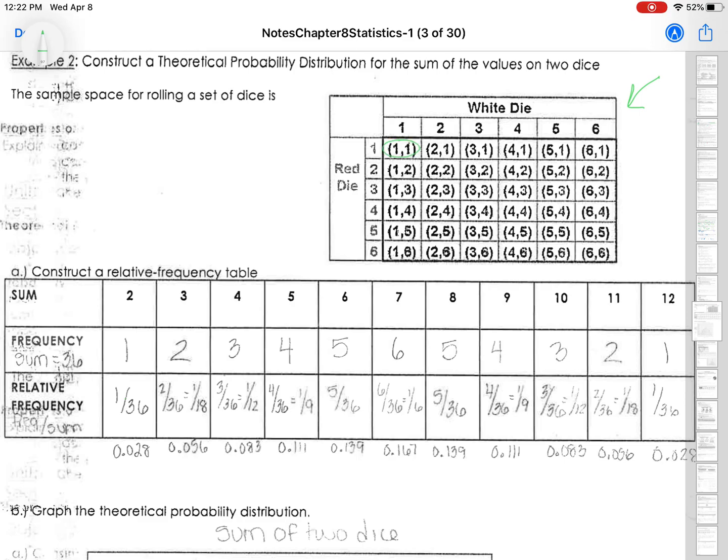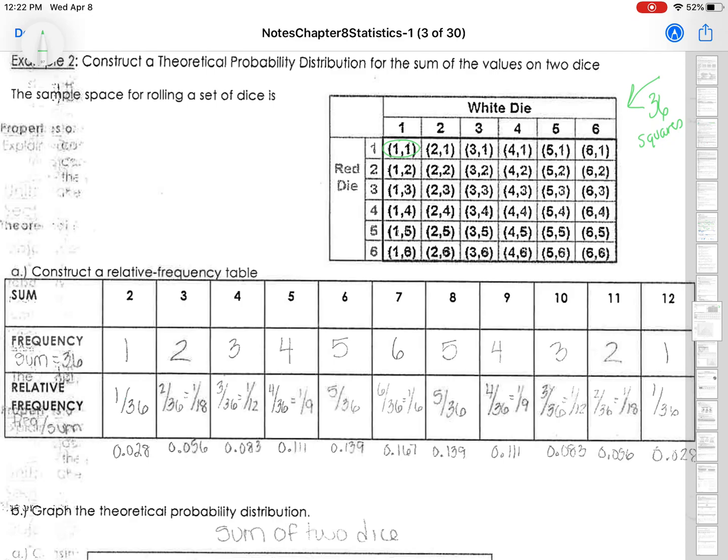So the frequency, or the number of times that we end up with a sum of 2, we only have one situation. That's 1 and 1. So there's 1. For 3, well, we can have 1 and 2 or 2 and 1. So there's 2. And you just work your way up on the actual chart and you figure out how many outcomes or how many possibilities you can have. And that's the frequency for that particular number.